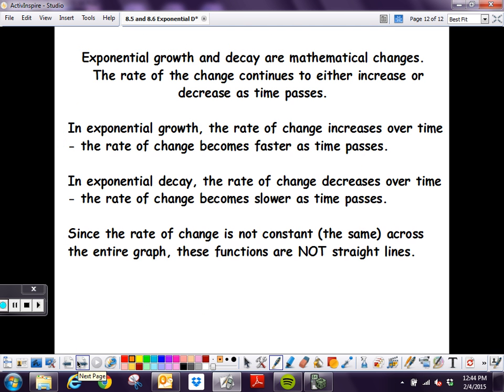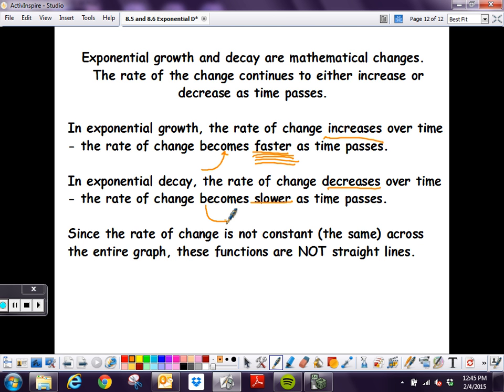Okay, so in summary, exponential growth and decay are mathematical changes. The rate of change continues to either increase or decrease as time passes. In exponential growth, the rate of change increases over time, okay, and the rate of change becomes faster. Okay, this slide is going to be important for one of your homework questions. Because you have to think, if it's growing, it grows slow, and then it starts to grow really, really fast. In exponential decay, the rate of change decreases over time, and the rate of change becomes slower as time passes. So think about driving a car off the lot.